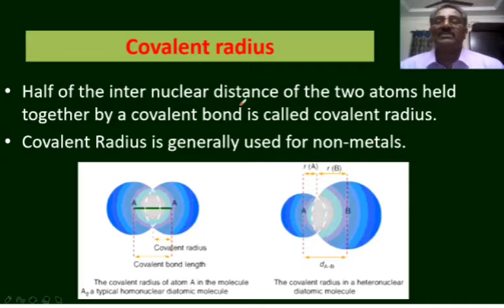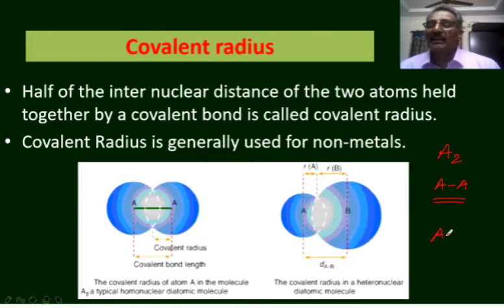Generally for the homonuclear covalent compounds. Homonuclear covalent compounds are the covalent compounds which are made up of same kind of atoms. For example, AA, the molecule A2. The molecule A2 is made up of same kind of elements A and A which are bonded together by covalent bond. This kind of molecules are said to be the homonuclear molecules.